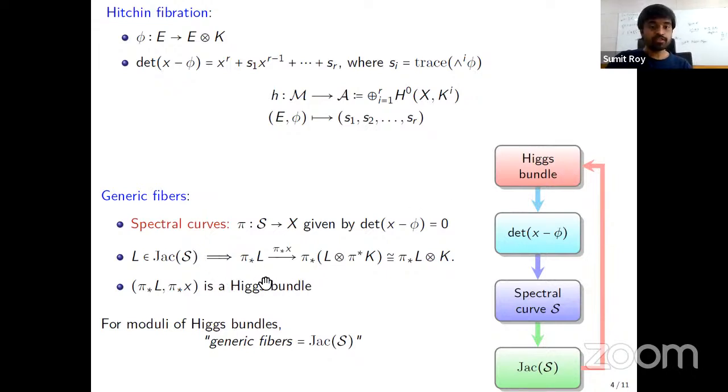So for the moduli space of Higgs bundles, the generic fibers of this map H are basically the Jacobian of S. Okay. So in particular, they are abelian varieties.